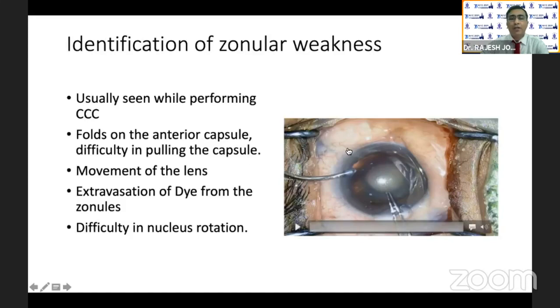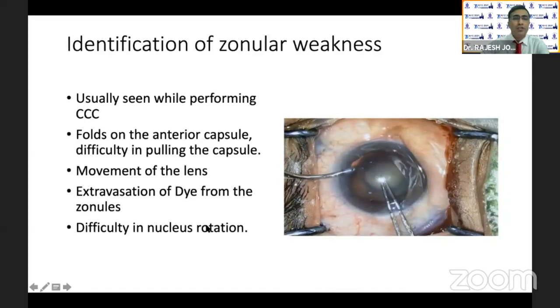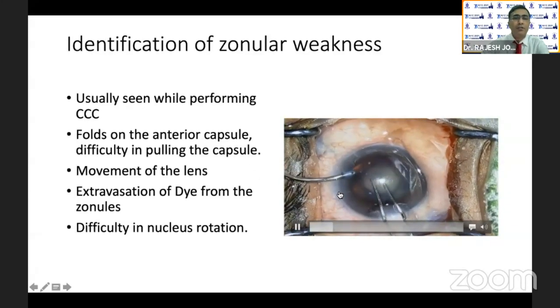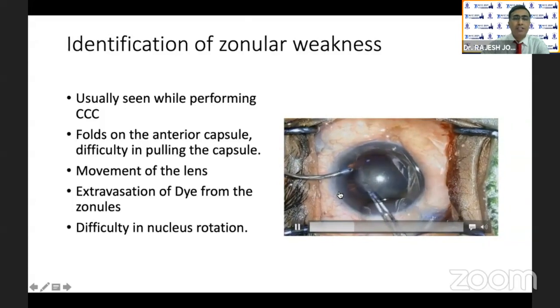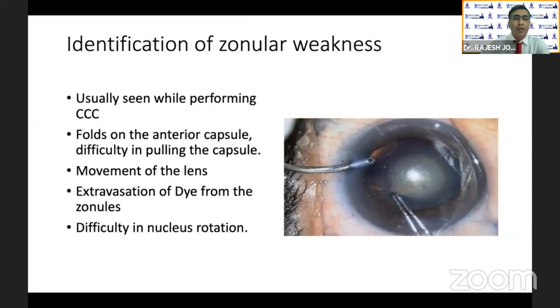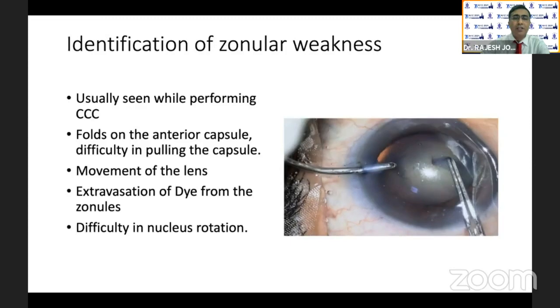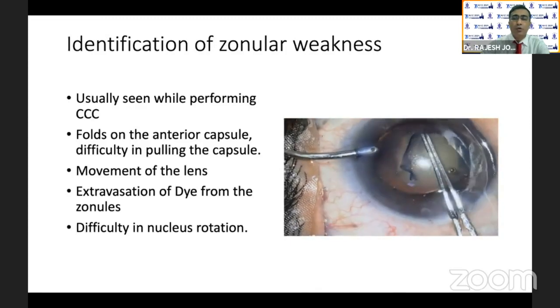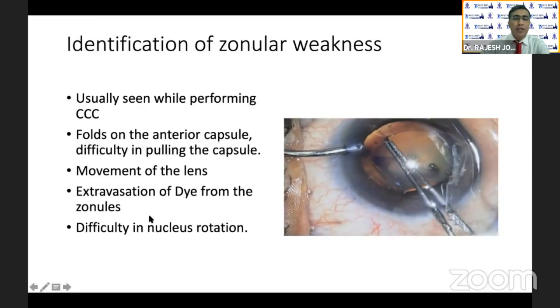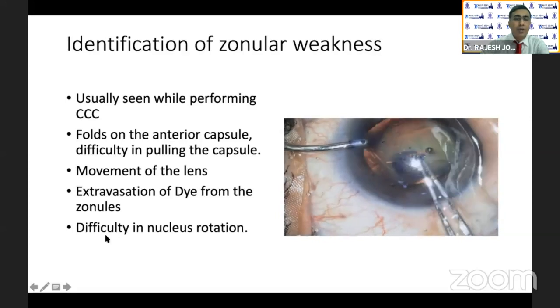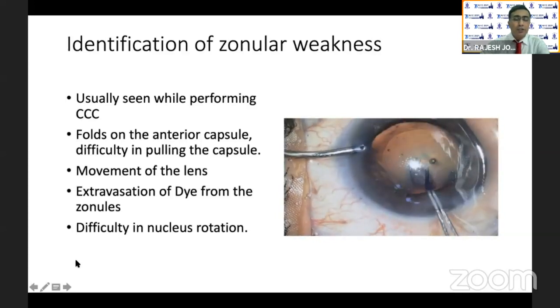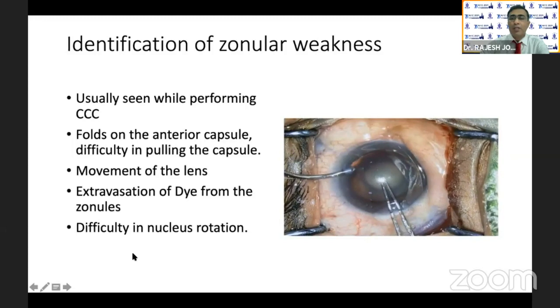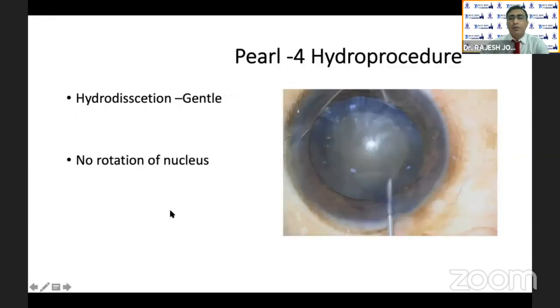Now, how to identify the zonular weakness? Usually seen while performing the capsulorhexis. You can see the folds on the anterior capsule. There will be difficulty in pulling the capsule. Movement of the lens is also seen, and you can see the extravasation of the dye from the zonules. The nucleus will be difficult to rotate while performing the chopping of the nucleus.